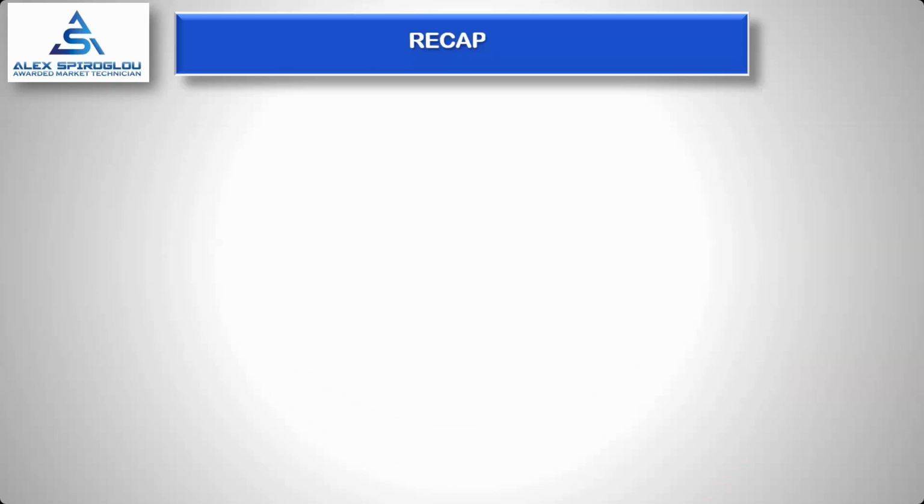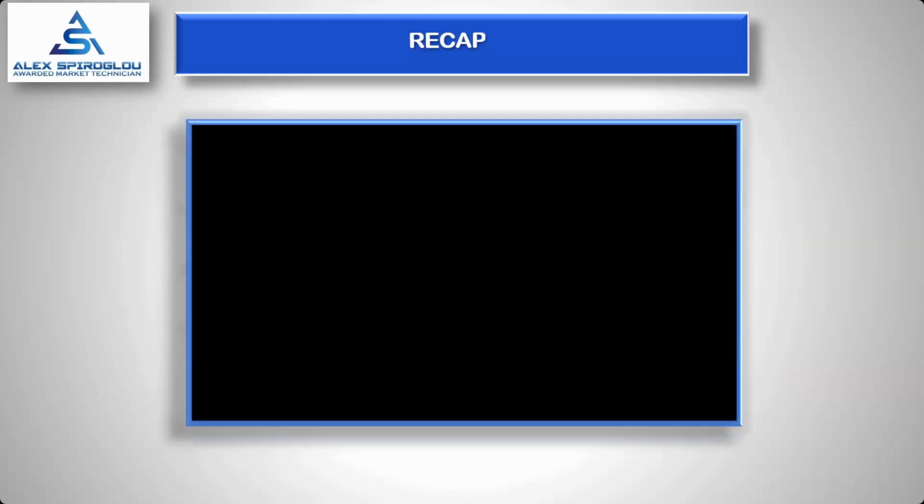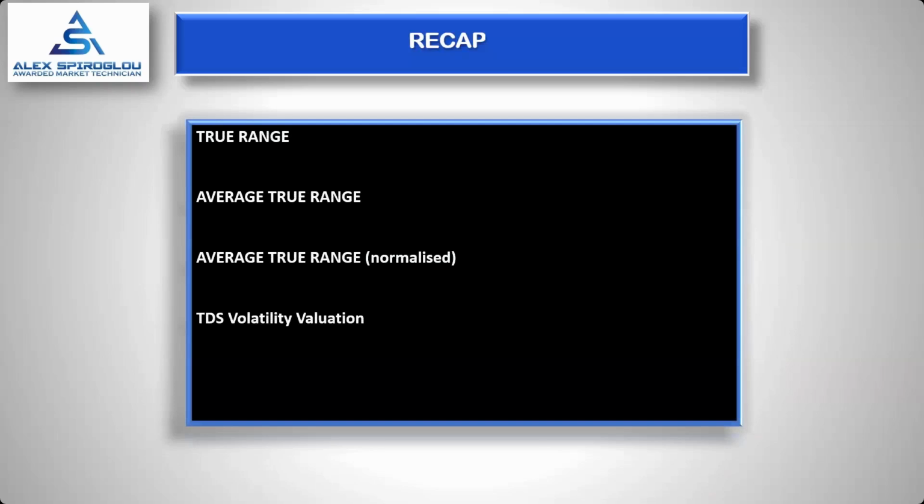And so to recap, we talked about true range, the definition of true range. We talked about average true range, what is volatility on a bar to bar basis. We talked about average true range, what's the volatility over a period of time. And then we talked about average true range on a normalized basis, how we can put volatility on a percentage basis. And then we talked about the volatility valuation, smart volatility valuation.